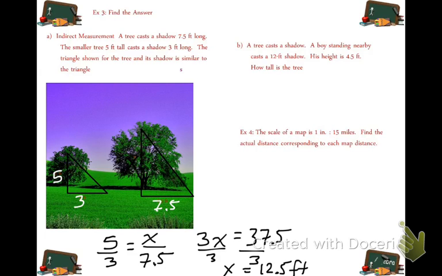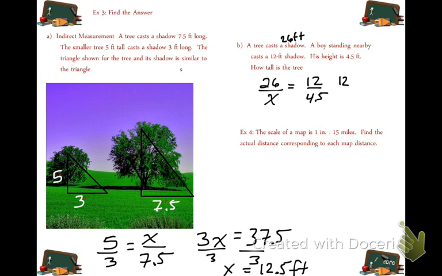Okay. Again, a tree casts a shadow. Hold on. A tree casts a 26-foot shadow. A boy standing nearby casts a 12-foot shadow. So the tree does a 26-foot shadow to the 12-foot shadow of the boy. How tall is the tree? We don't know. The boy is 4.5.